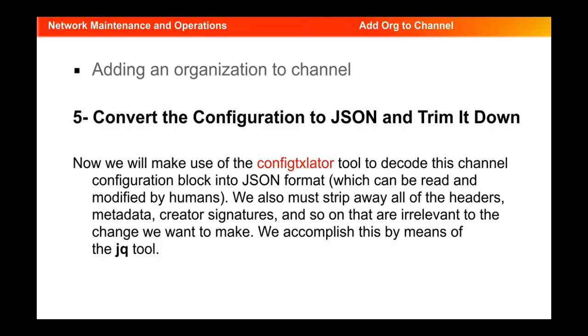So we will use the configtxlator translator tool to decode this channel configuration block into JSON format. We must also strip away all the headers, metadata, creator signature, and so on, that are not relevant, so that we keep only what is relevant to the change we want. We can accomplish this by using the jq tool.